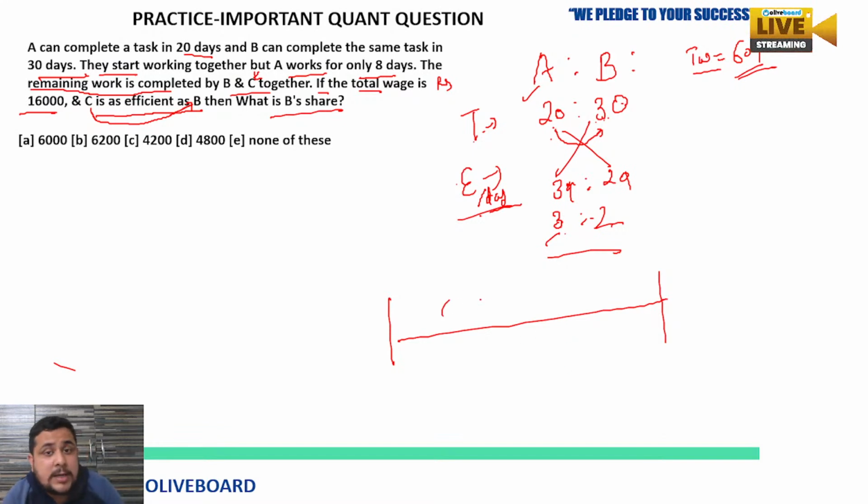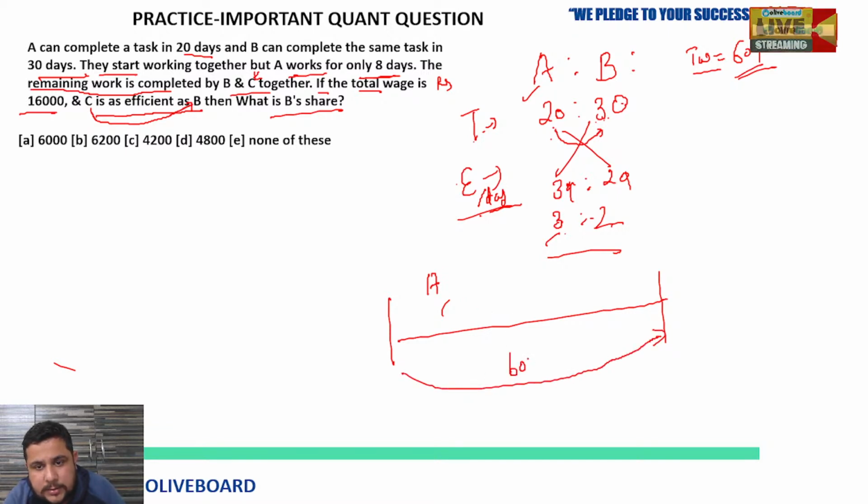Yes, it does. So if we start from here, A works only for 8 days. Total how many cups of tea do you have? 60. So you start from here and you will end at 60 cups of tea. So A worked for 8 days and in a single day he can have 3 cups of tea.